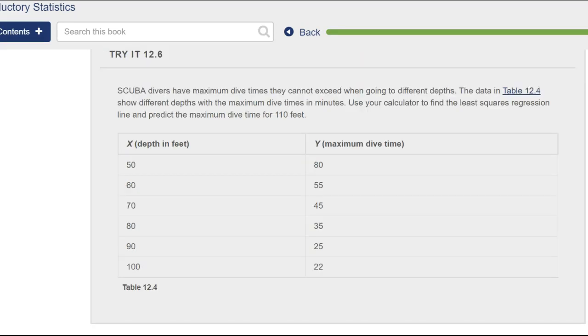Here's the example we're going to do using the TI-84 Plus. Scuba divers have maximum dive times they cannot exceed when going to different depths. This data table shows the different depths with the maximum dive times in minutes. Use your calculator to find the least squares regression line and predict the maximum dive time for 110 feet. Now I am going to put my X values in L1, my Y values in L2.